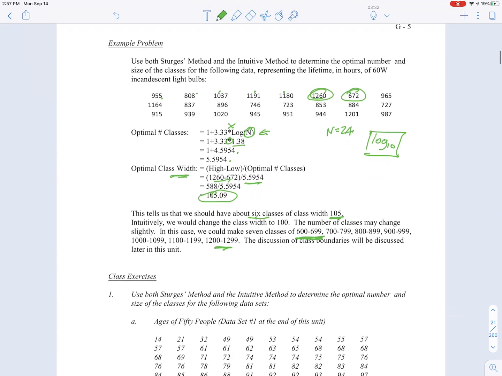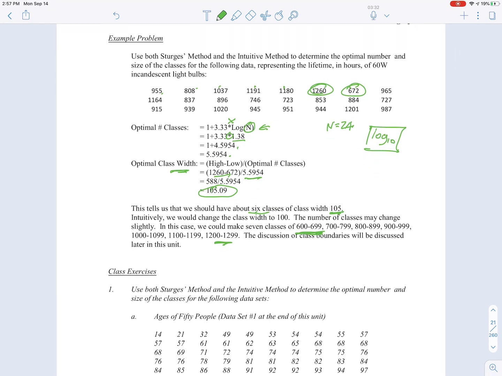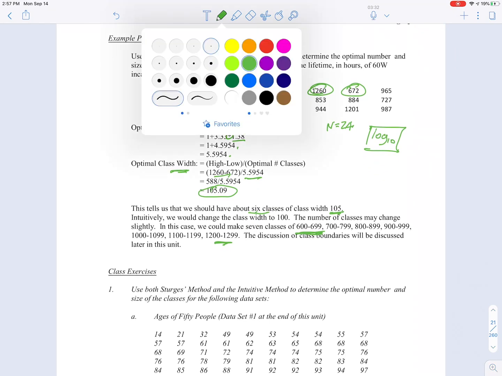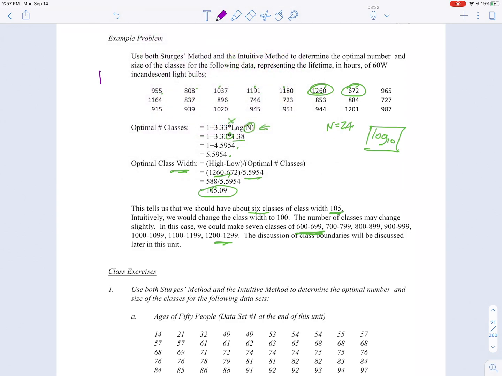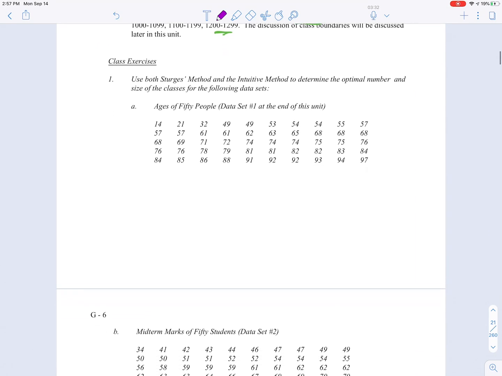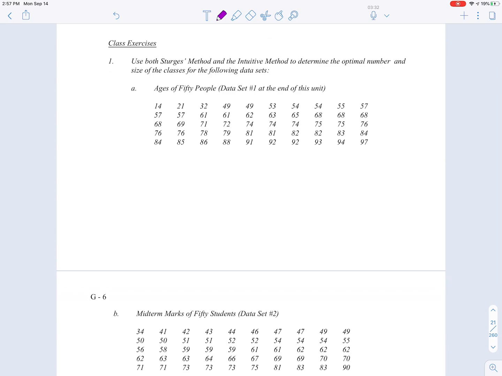So let's go. Last day we took a look at this example right here. So we did this one last day. So let's continue on here and take a look then at some problems. So use Sturge's method and then intuitively adjust it afterwards to figure out the optimal class sizes for the ages of the 50 people. Now remember, intuitively we said, well, I'd probably put it in groups of 10s. So let's see what Sturge's method tells us about that.